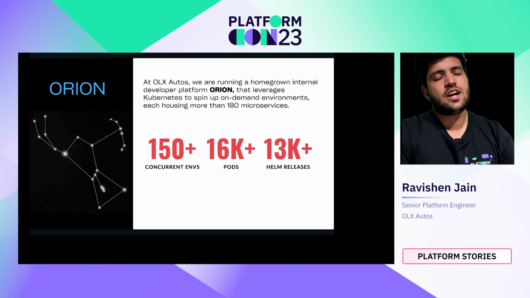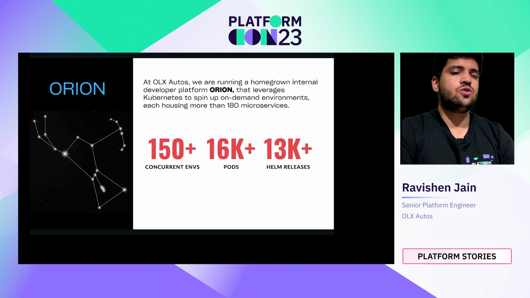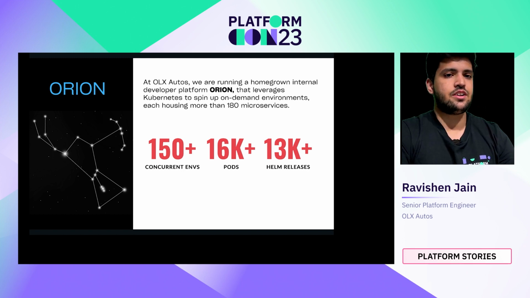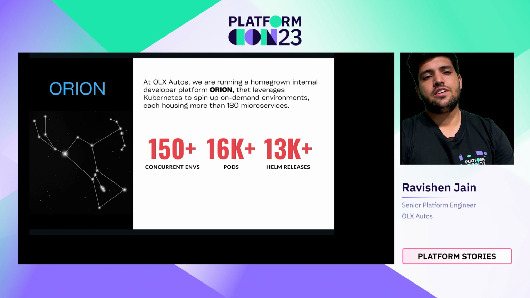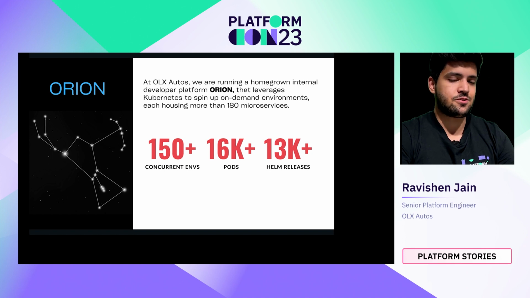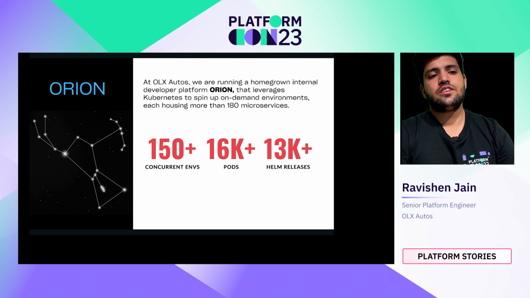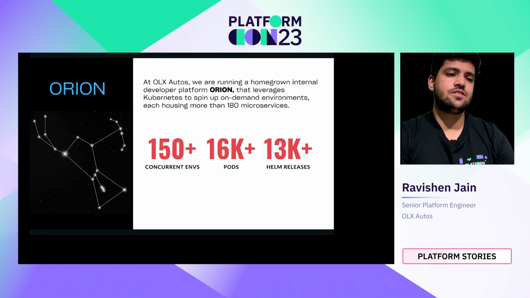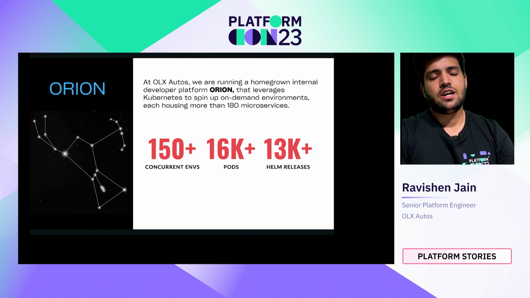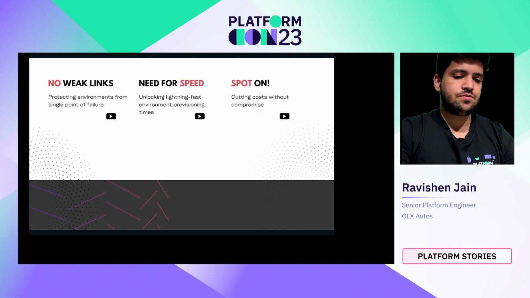So to set up a context, at OLX Autos, we are running our own IDP, which we have developed from scratch, and we like to call it Orion. Just like all other IDPs out there in the market, Orion also has a feature of on-demand environments, with the help of which you can create an entire Autos environment, and each of those environments would house around 180 microservices. And as of now, Orion manages about 150 plus concurrent environments, 16K pods and around 13K plus Helm releases. And all of these environments are on a single EKS cluster.